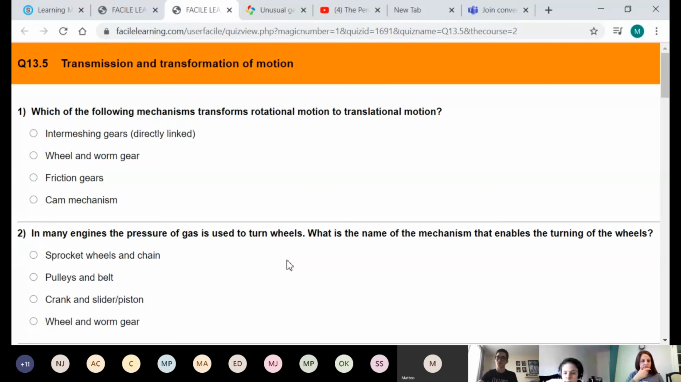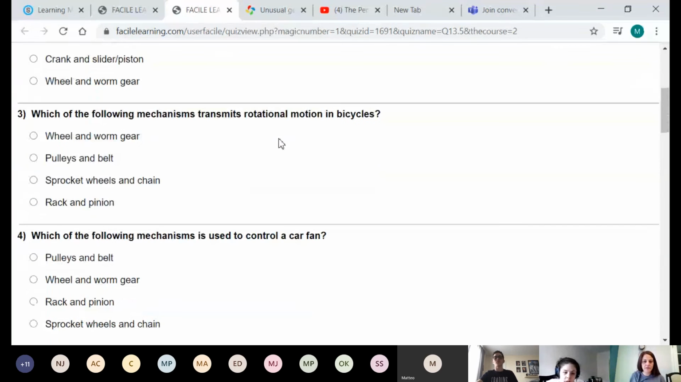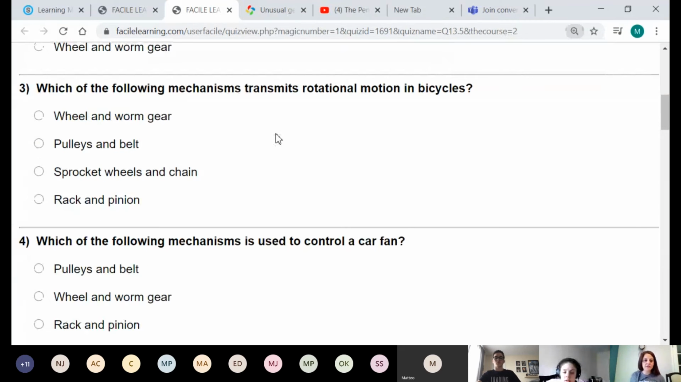Let's see if you can answer some of these questions. We'll go with number three, and you can write your answer on the chat. Which of the following mechanisms transmits rotational motion in bicycles? What would that be called? You can go ahead and answer on the chat.